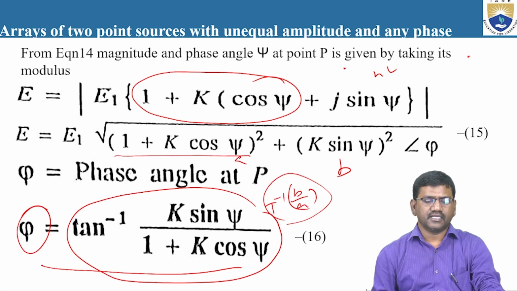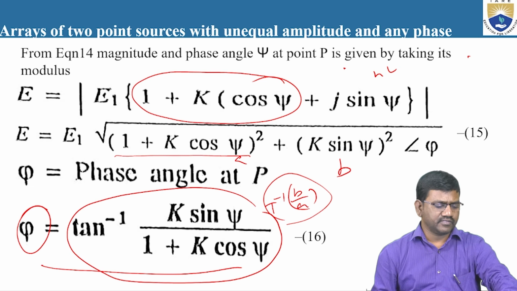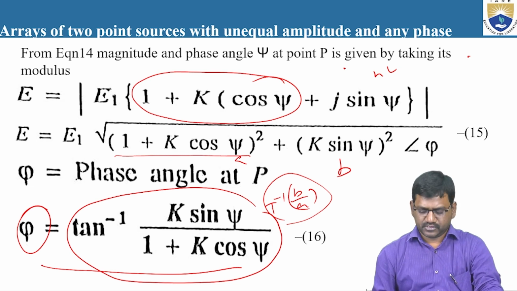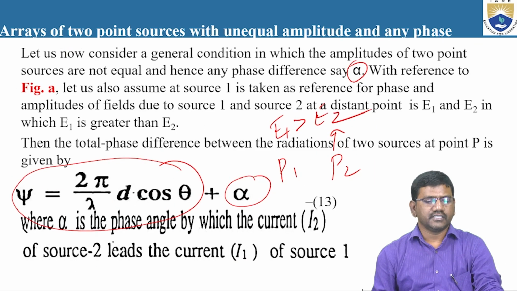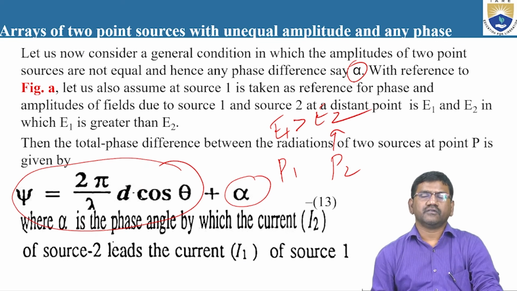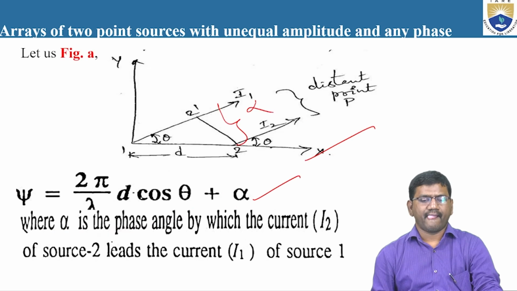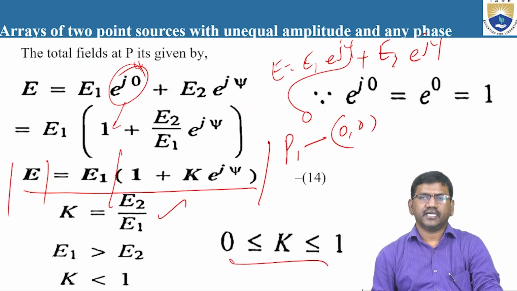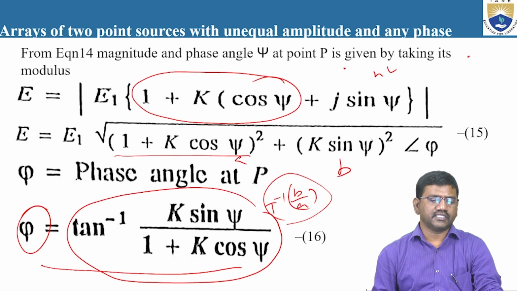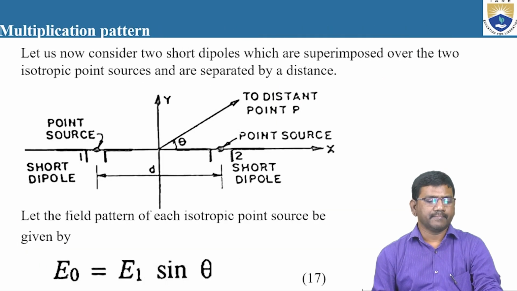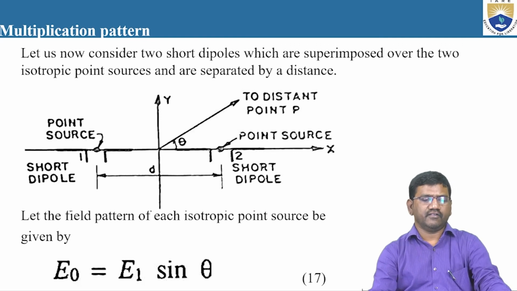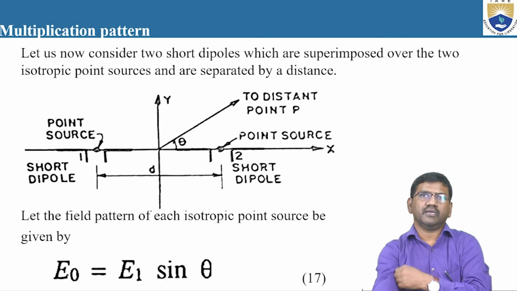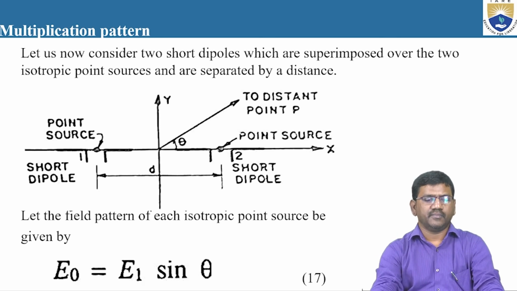Let us recap what we have seen today. We have seen the arrays of two point sources with equal amplitude and phase, also with unequal amplitude and any phase, and also unequal amplitude and unequal phase. So these are the three different cases we have seen today. Now let us see the multiplication pattern. Let us apply it to two point sources of equal amplitude and spacing.